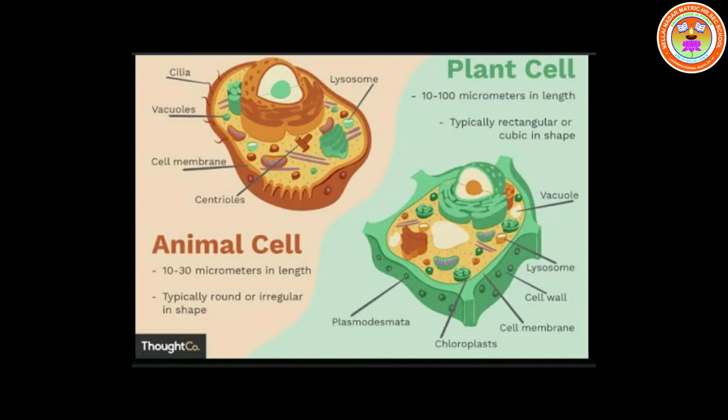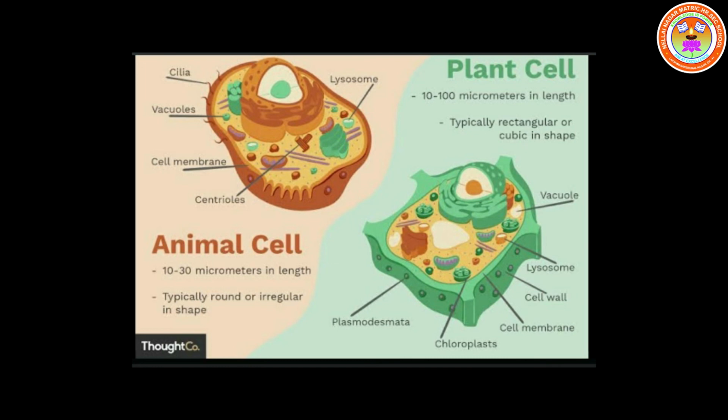Plant and animal cell comparison. Why do plant cells differ from animal cells? They differ from each other because they have to perform different functions. Let us see how they differ from one another.